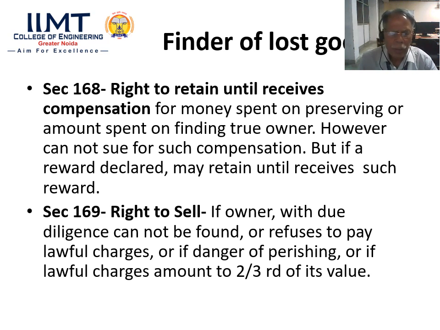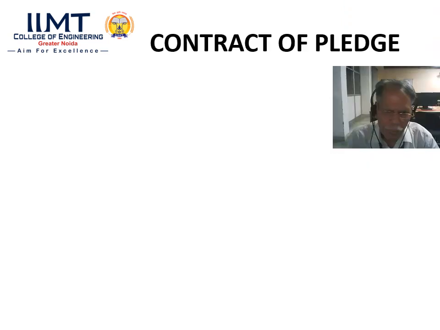And Section 169 lays down the right to sell. Under this clause, if the owner with due diligence cannot be found or refuses to pay lawful charges, or if there is danger of the goods perishing, the lawful charges, the amount up to 2/3 of its value, can be recovered. Now here we come to an end of the bailment contract.